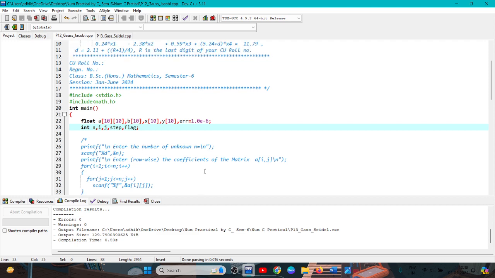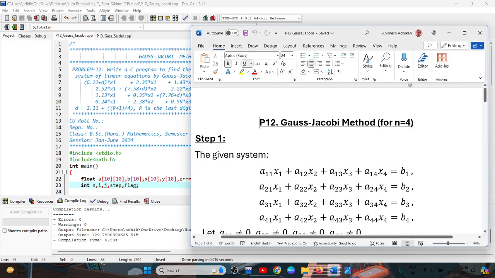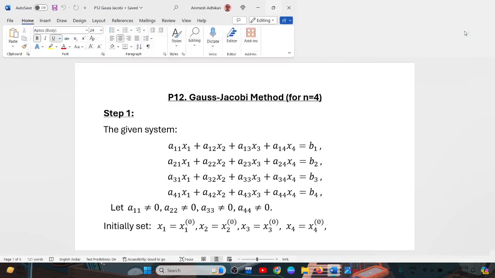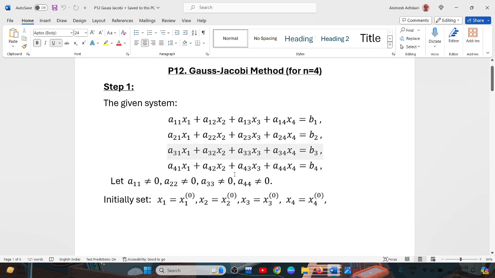And what is the Gauss-Jacobi method? This is the system of linear equations, a 4 by 4 matrix, that is 4 unknowns and 4 equations. This is a11, a12, and this is b1. And let all the principal diagonal elements be non-zero elements.